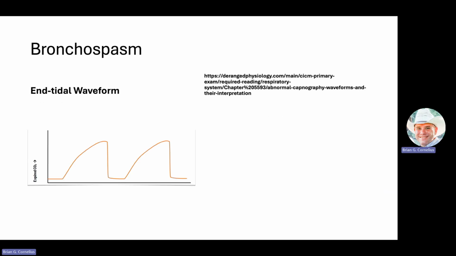This is what your end-tidal CO2 waveform is going to look like. Kind of think about that shark fin waveform that you see oftentimes with COPD patients. It may also be due to your ventilator settings. So just be careful as far as what you've set on your ventilator and know what your baseline is. So when you do have a change, you're aware and able to identify it.